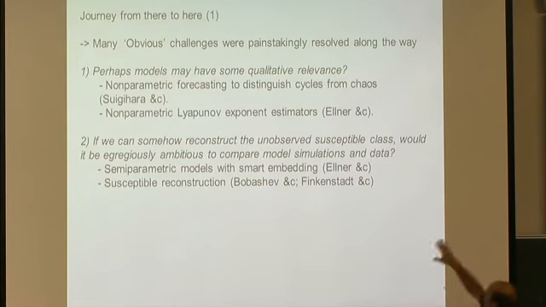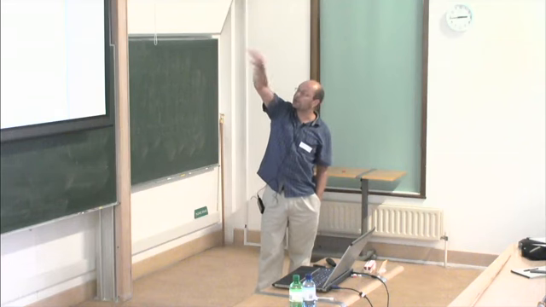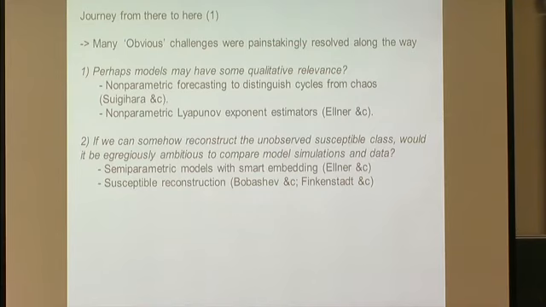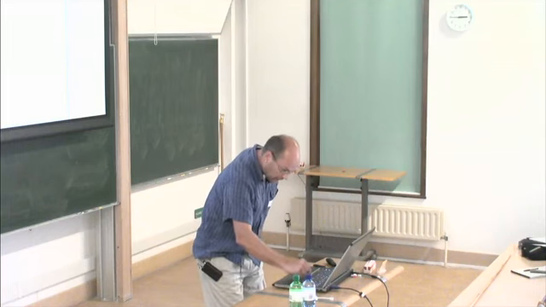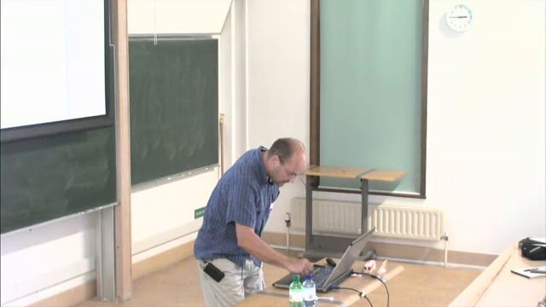And then I think the next step, there's obviously lots of people here in the audience also that's been involved in this process. And then I think by mid-90s, there was a subtle change where it says, how about we try to believe a little bit, let's see if we could manage to reconstruct some of these unknown state variables like the susceptible class. How about we try to be ambitious enough to compare data to models, which led, and Steve Ellner was very important in this area, to the development of semi-parametric models with smart embedding, and then also the susceptible reconstruction, which Bobashev and also Bärbel Finkenstädt did work on.